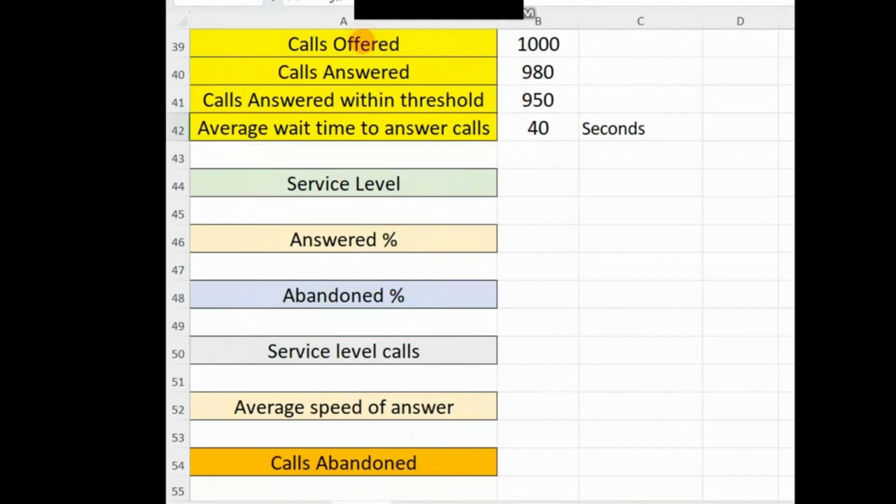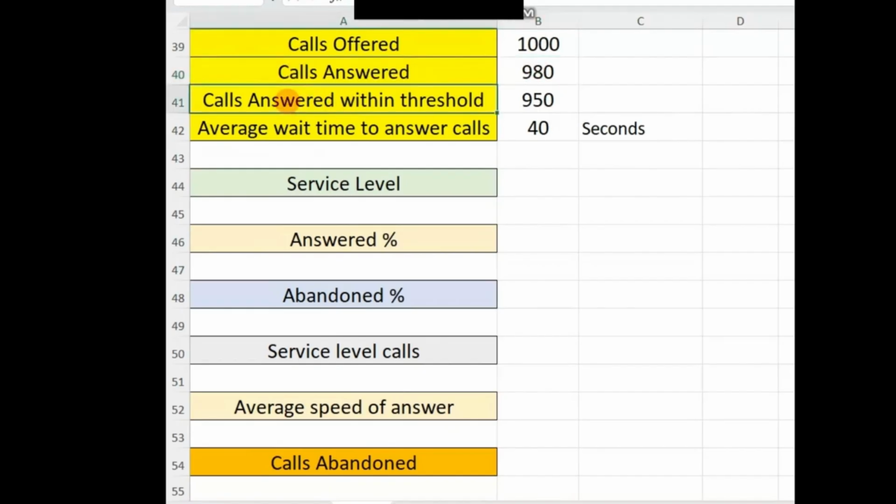First of all, we have to understand what calls offered is. Calls offered are the calls that have been offered to the call center, which have been made by the customers to the call center. The calls offered are 1000. Calls answered is the total calls answered, which have been answered by the agents. That includes all the calls that have been picked up by an agent. So 980 calls have been answered.